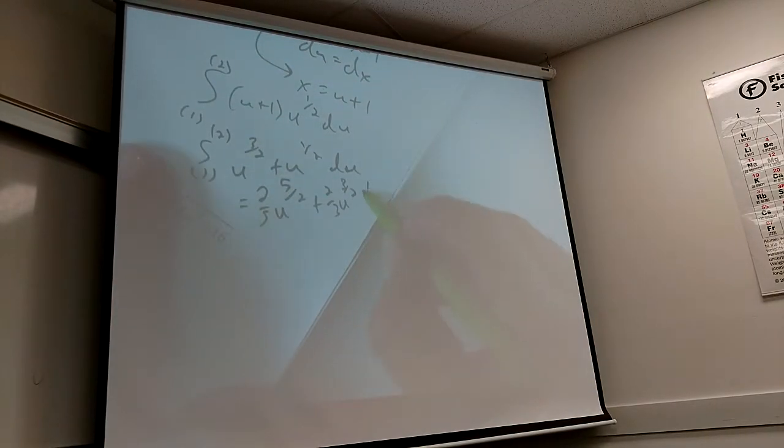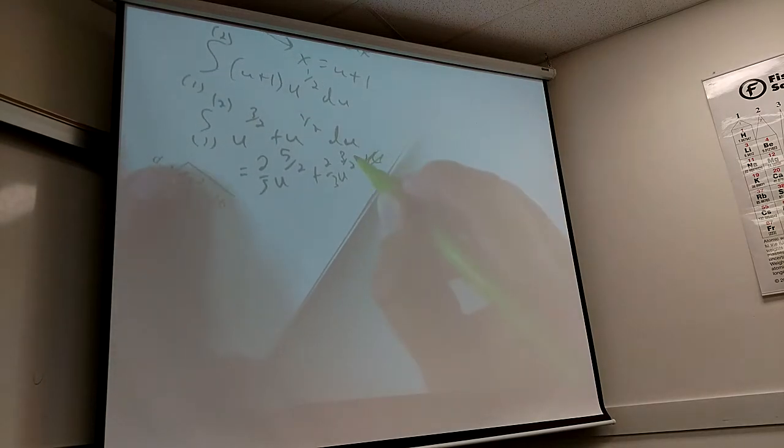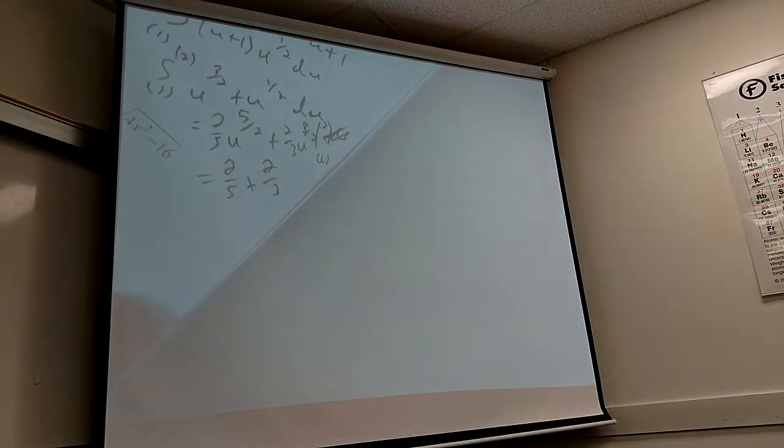Plus C. Actually, get out of the plus C. And then it's going to be from 1 to 2 for x. So when x is 2, 2 minus 1 is 1. So this ends up being 2/5 plus 2/3, right? Yeah. I like it. 6, 10, 16 over 15. Kicking the ass in. I like it.